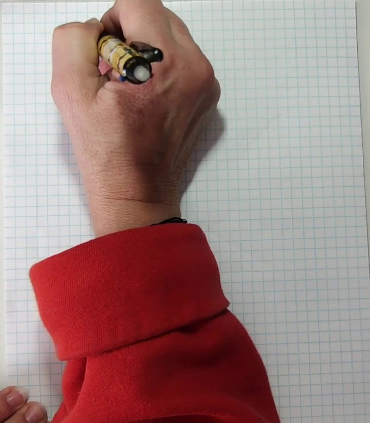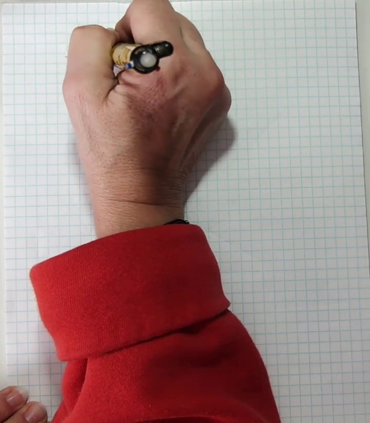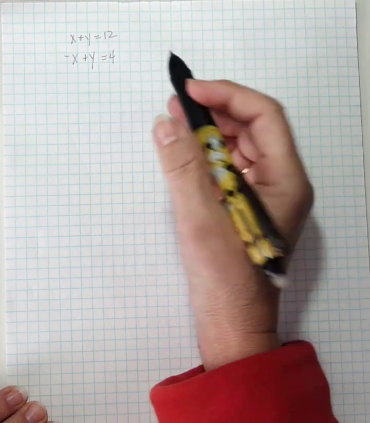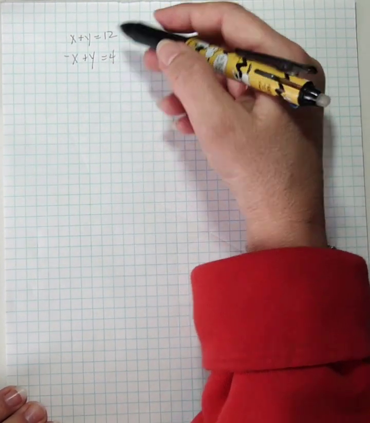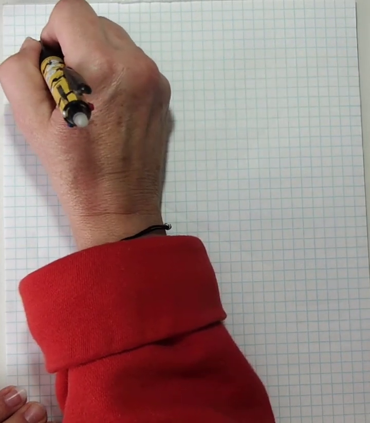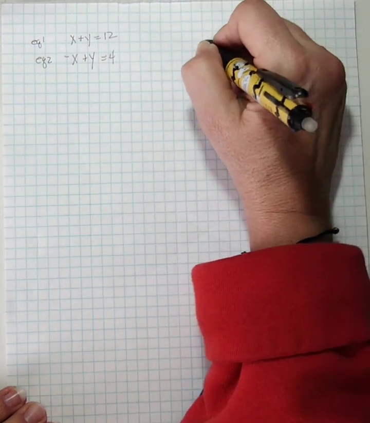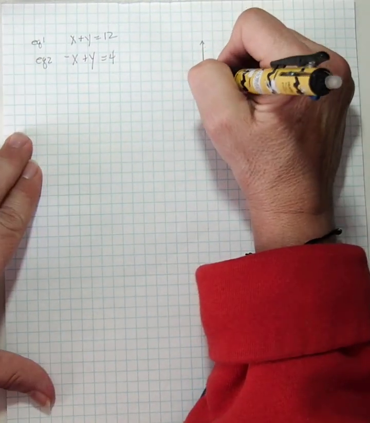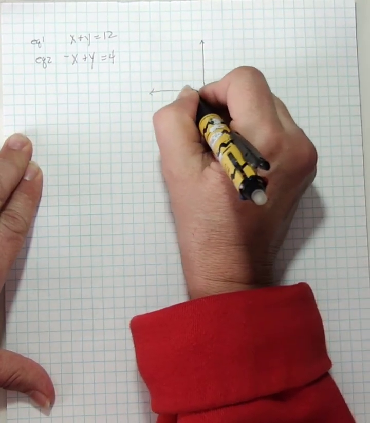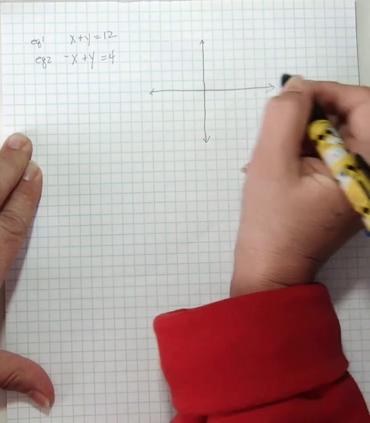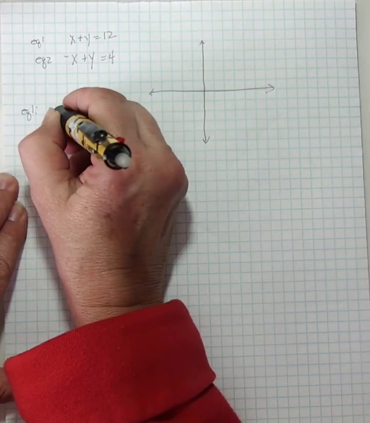x plus y equals 12. Negative x plus y equals 4. So what we're going to do is solve both of these equations for y and graph them and see where they intersect. So here's equation 1, here's equation 2. So I'm going to make my coordinate plane, and I'm going to take equation 1 and solve it for y.